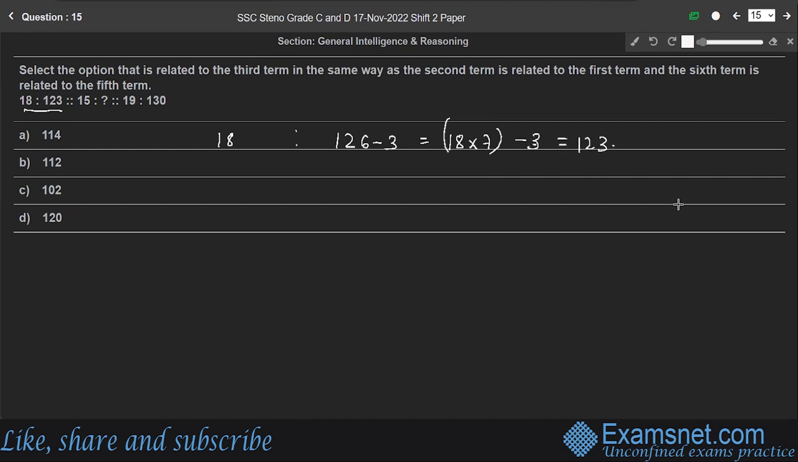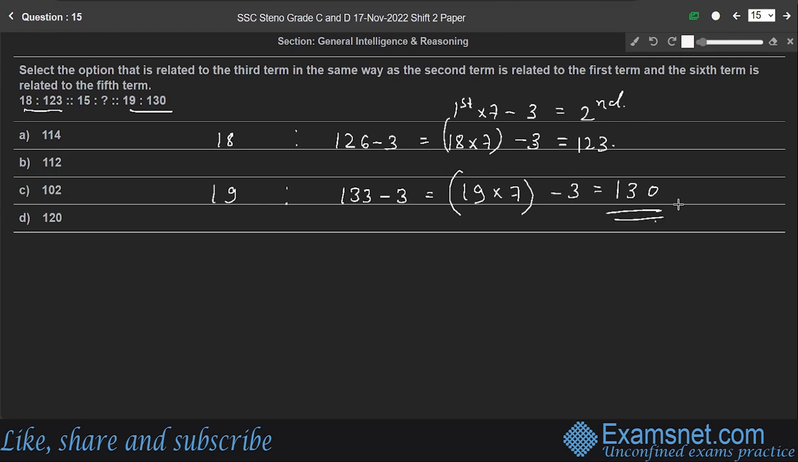First number into 7 minus 3 gives you the second number. Very simple logic. Similarly, the last two terms: 19 is the fifth term. So 130 can be written as 133 minus 3, where 133 is 19 into 7. So minus 3 gives you the next term, which is 130. Same logic: first term into 7 minus 3.